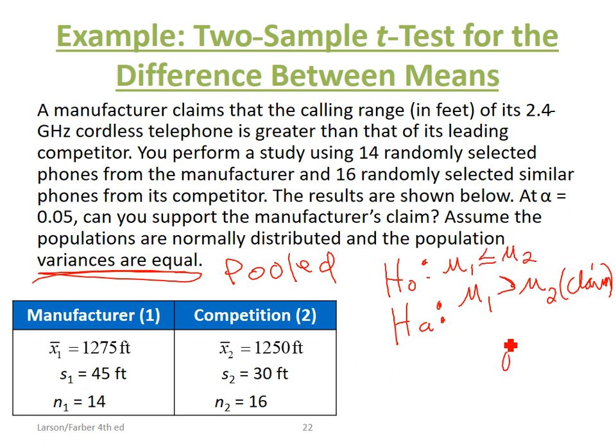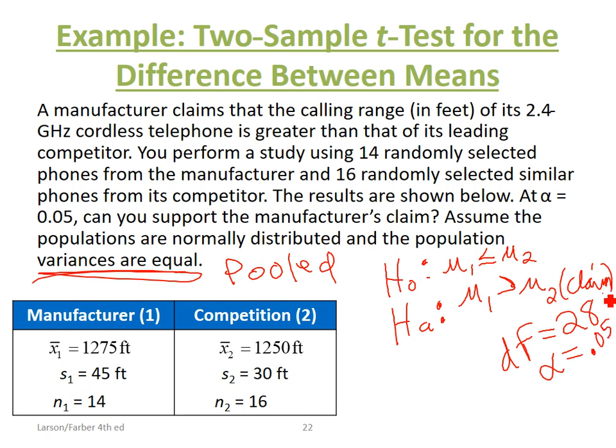to mu2. The only other thing that we have to find right now is your DF. Since the variances are equal, what do we do? Add up the N1 and the N2, and then subtract 2. 14 plus 16 is 30, 30 minus 2 is 28. So the degrees of freedom is 28. Our alpha is 5%.